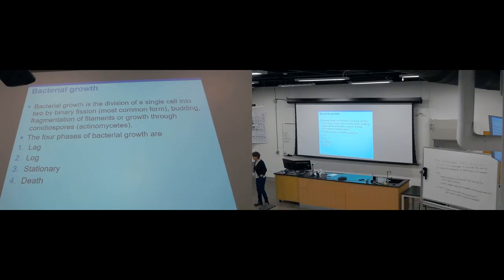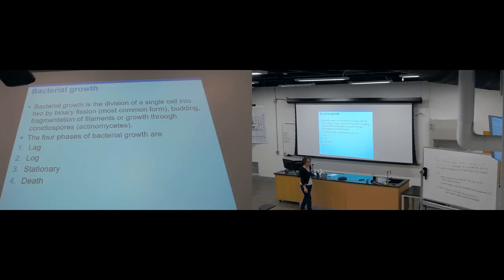And then there are some bacteria like Actinomycetes that have little round structures attached to one filament, and these will be conidiospores. These conidiospores will be released into the environment, and then they will find an area where they can grow best, and then they start growing.